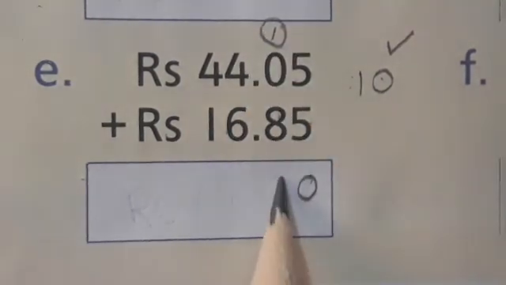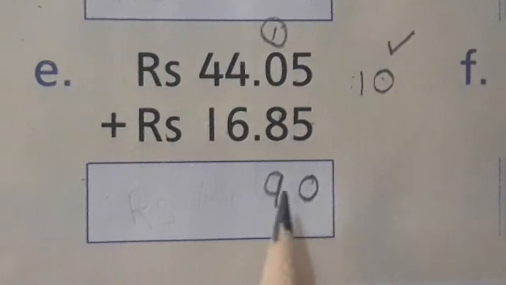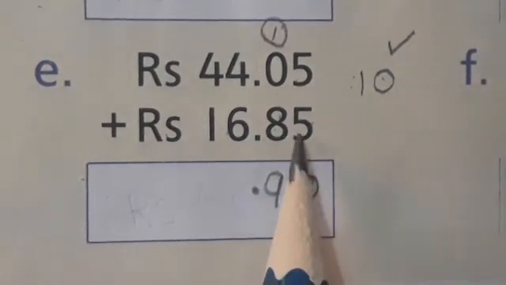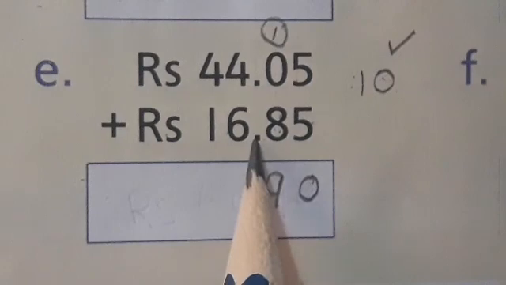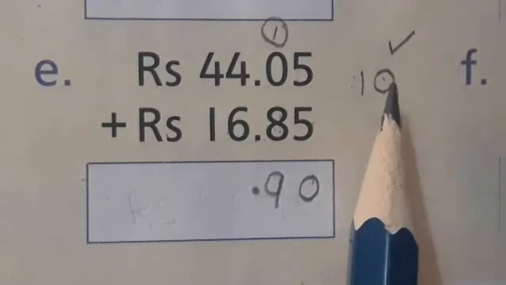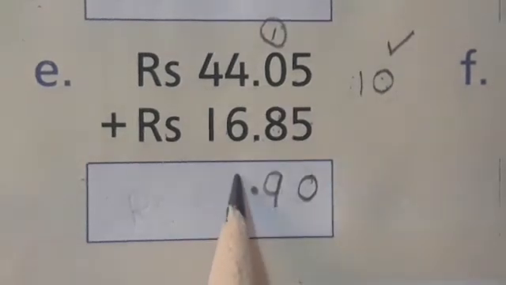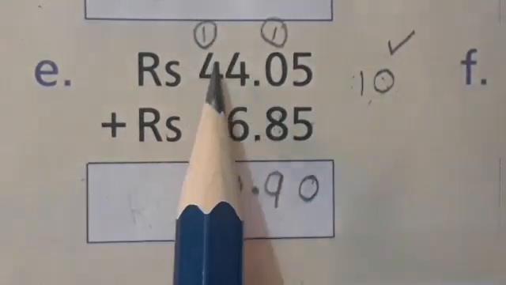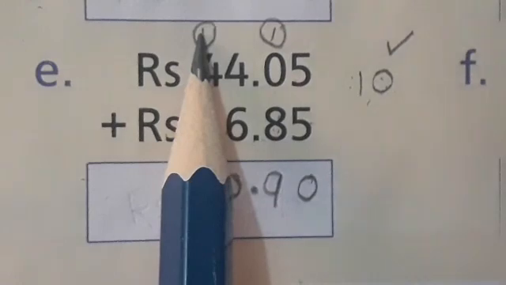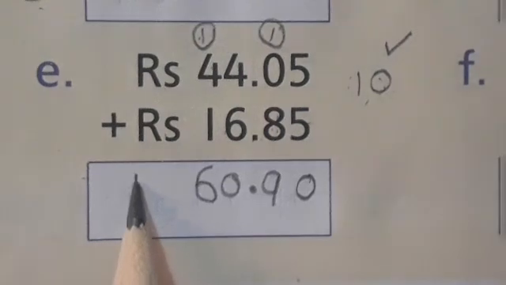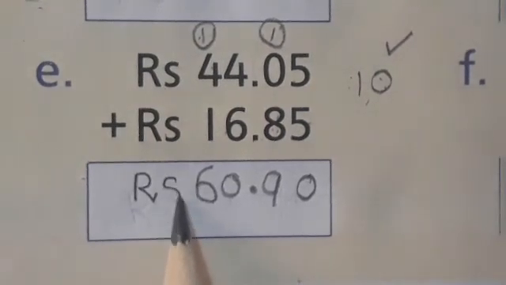8 and 1 is 9. After 2 digits, students, is there any guesses? Yes, after 2 digits we will put a point, because after 2 digits there is a point. Okay, then 6 and 4, again 10. Again we will choose the right digit. Right digit is 0 and left digit is 1, which we will move to the next number. 4 and 1 is 5, 5 and 1 is 6, and rupees 60.90.